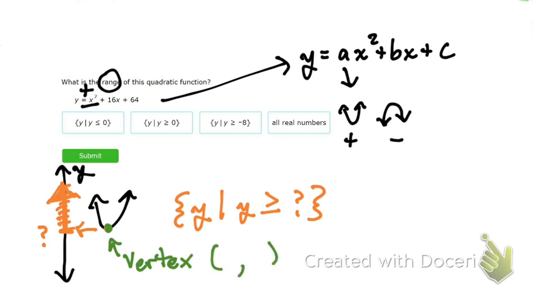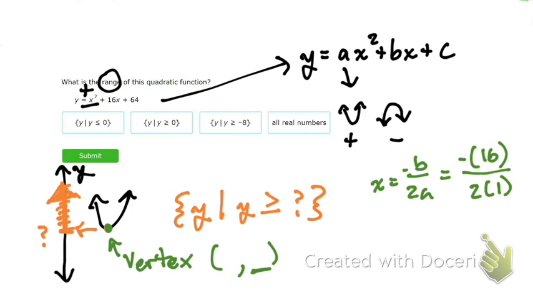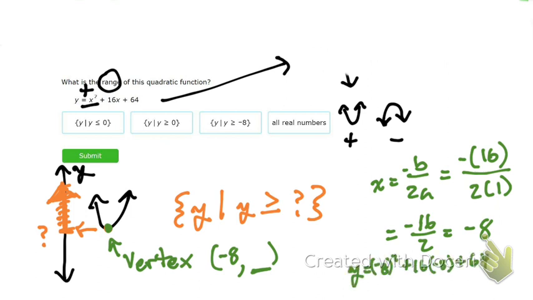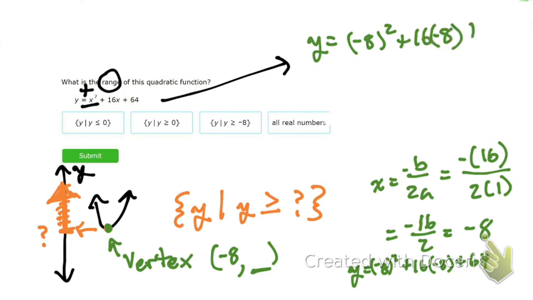To find our vertex, we first are going to need to find the axis of symmetry, which is negative b over 2a. And when I plug in the b and the a, I get negative 16 over 2 times 1, which is negative 8. And so our x value is negative 8, which I don't care about because I need a y value. I need to know what the y value is when we're at negative 8. And so I'm going to have to take that negative 8 and plug it in. Oof, I can't see it right there. So let's erase this up here and then plug in a negative 8.